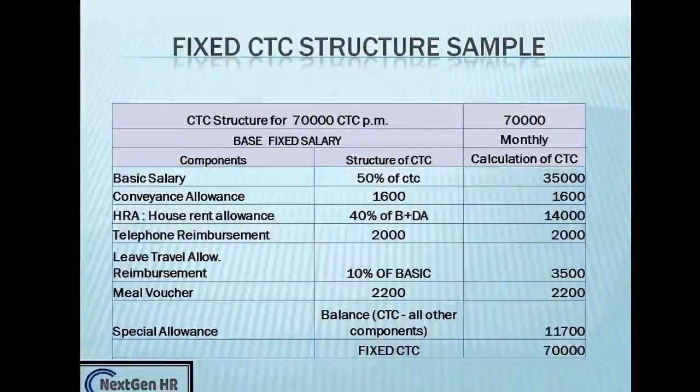For example, the employer has defined basic salary as 50% of CTC and conveyance as 1,600 rupees as a fixed amount, HRA as 40% of basic and DA, telephone reimbursement as rupees 2,000 per month, leave travel allowance as 10% of basic, meal voucher as rupees 2,200 per month, and special allowance is defined as the balance or the remaining amount that is left out. So let us see in practicality how this CTC structure works in Excel.